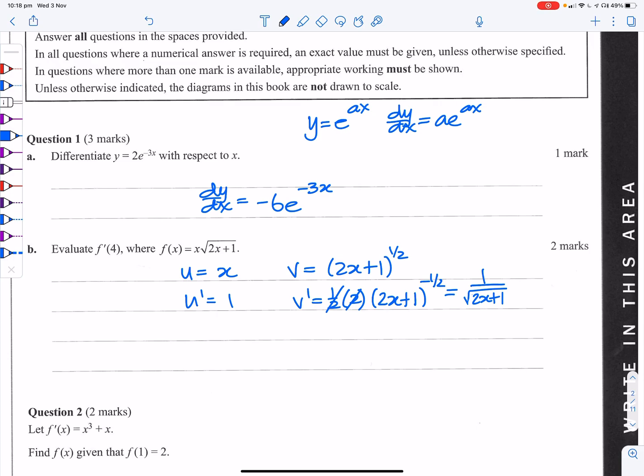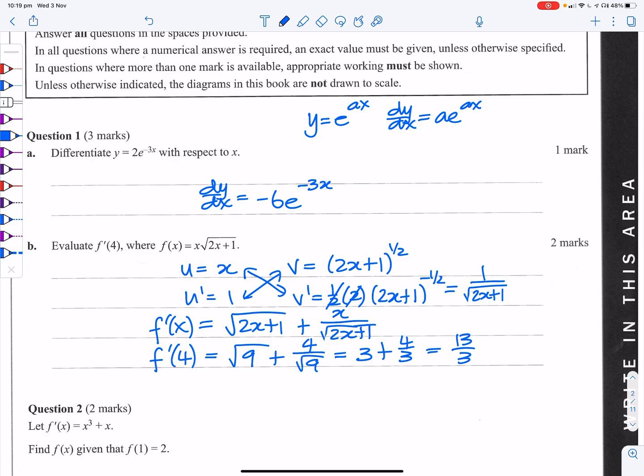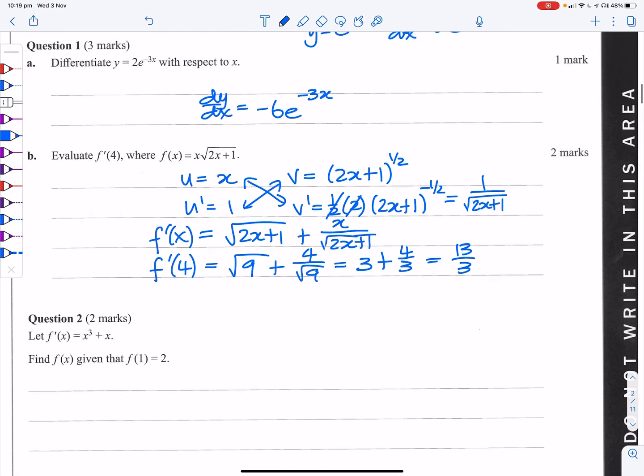Okay, now we know the product rule, f dash of x, we cross these and we cross these. So we get root 2x plus 1, this here, plus x over root 2x plus 1. And then we've got to sub in 4. So if I sub 4 in, I get root 9 plus 4 over root 9, which is 3 plus 4 over 3, which was 13 over 3. So we had a product rule, and inside the product rule we had a chain rule. A little bit different to what they've done in the past.